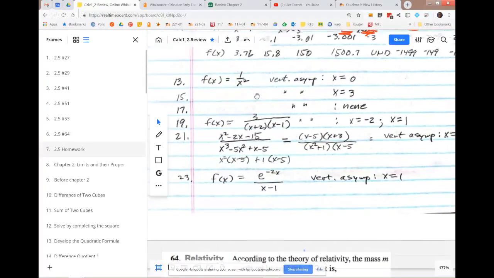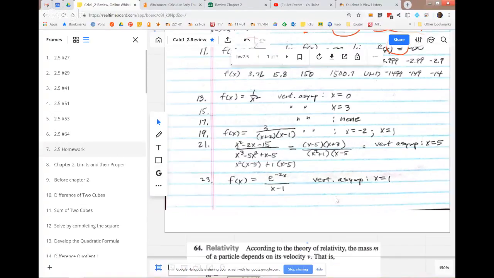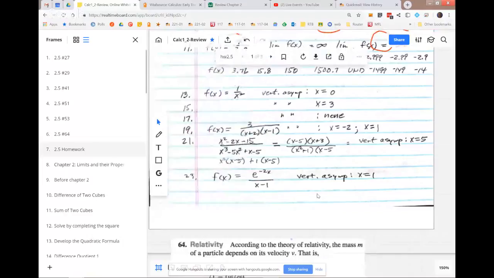And sorry, can you tell me what the directions were there? Yeah, it's the same one. Find the vertical asymptote. Okay. Thank you. I guess I could have spotted that.